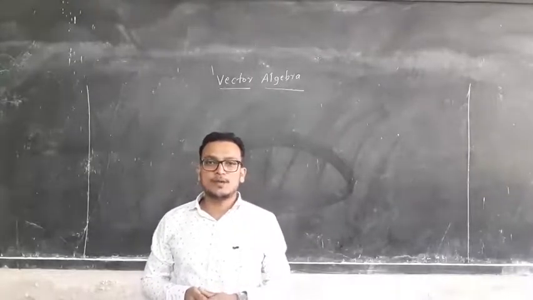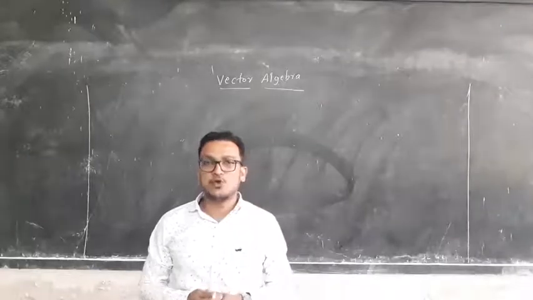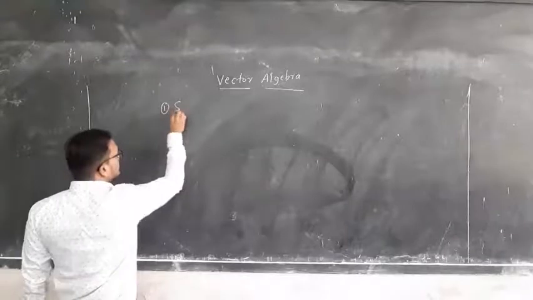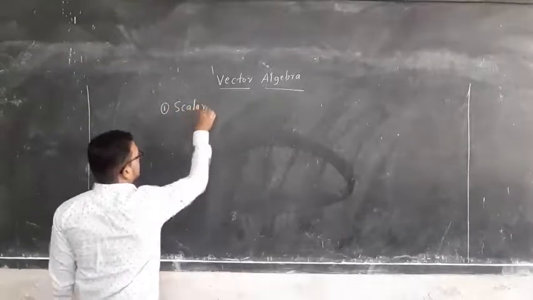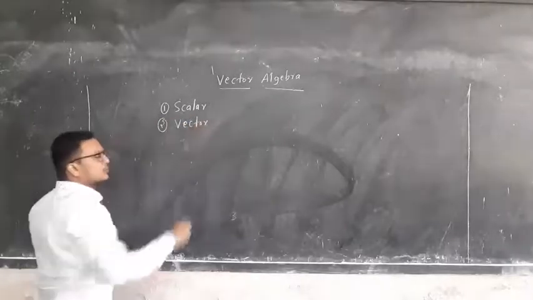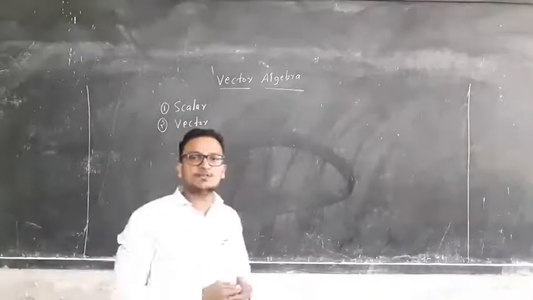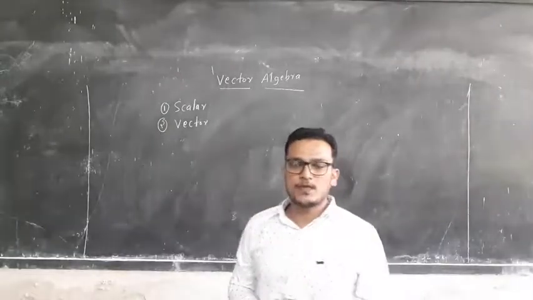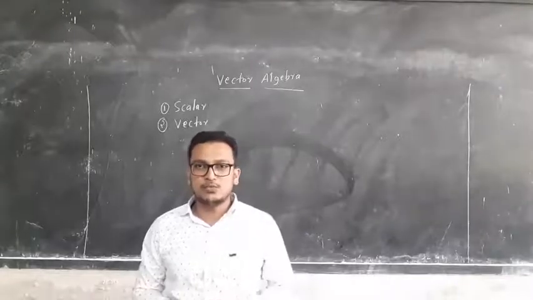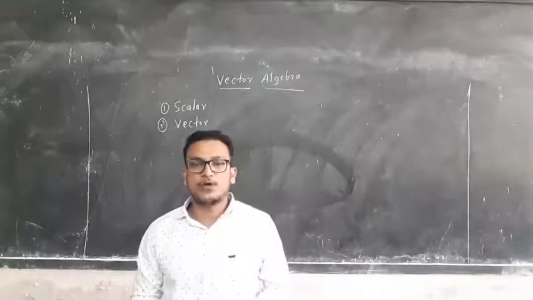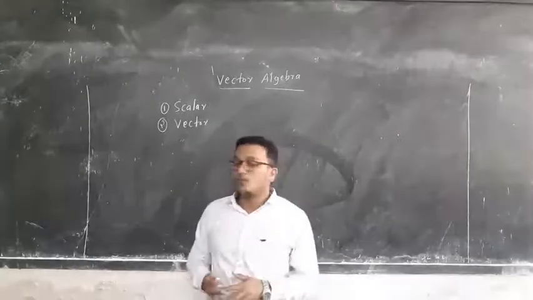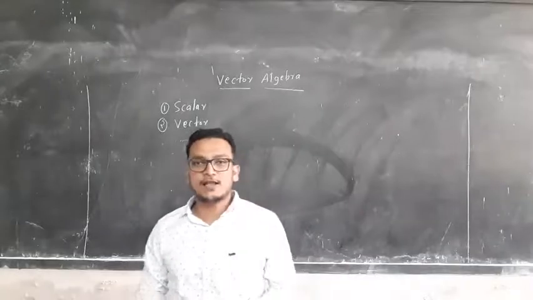So in vector algebra there are two quantities. The first quantity is scalar quantity, and the second is vector quantity. I think you know this. Then what is meant by scalar quantity? A quantity which has only magnitude is called a scalar quantity.